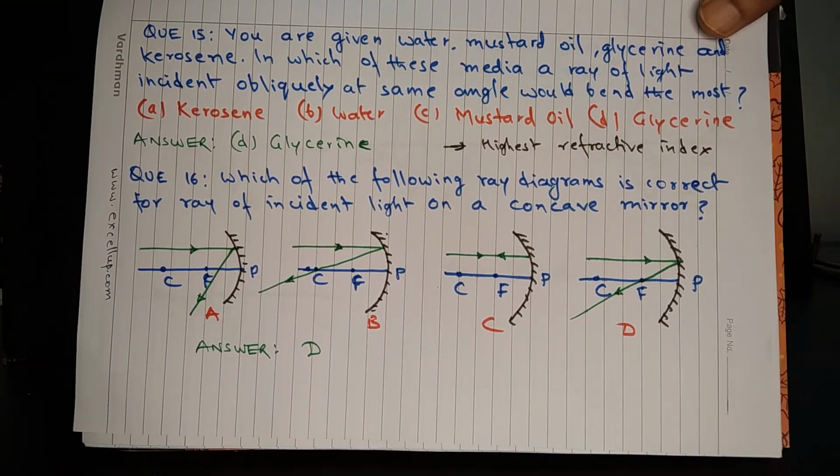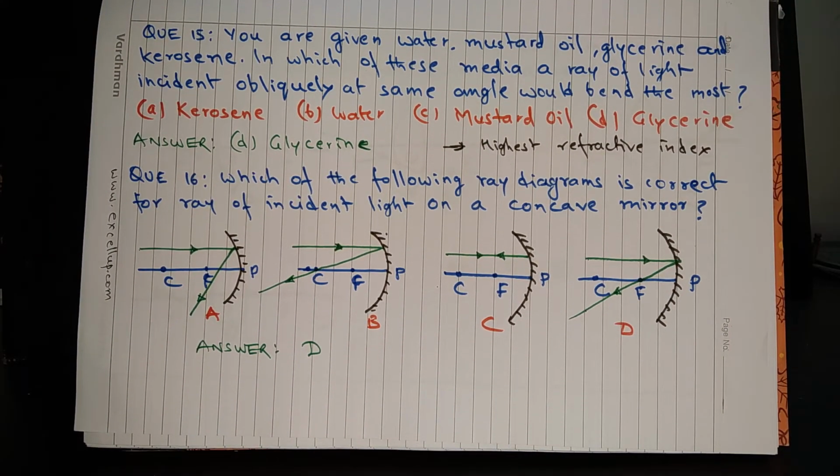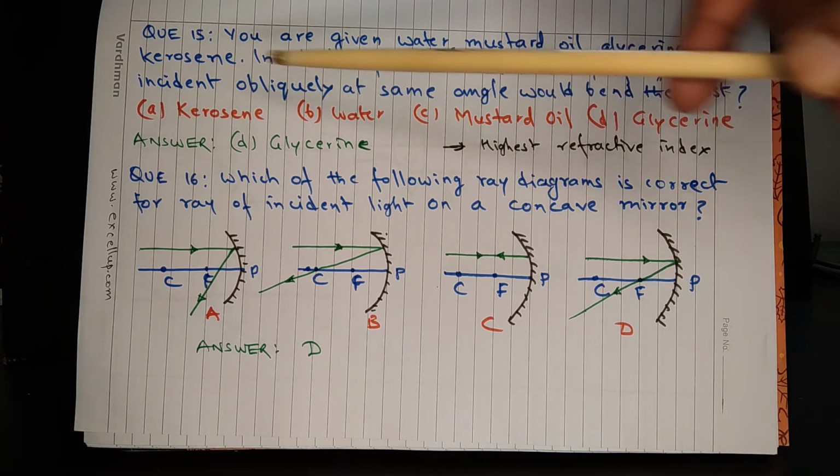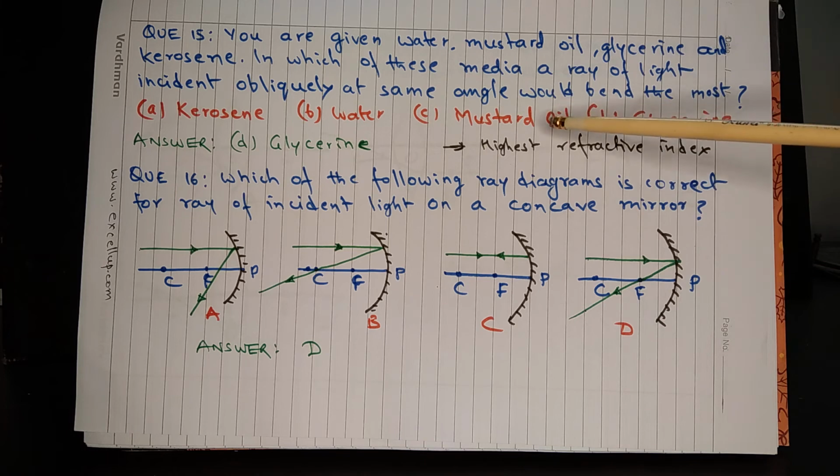Question 15. You are given water, mustard oil, glycerine, and kerosene. In which of these media a ray of light incident obliquely at the same angle would bend the most? The options are A, kerosene, B, water, C, mustard oil, and D, glycerine. The answer is D, glycerine, because glycerine has the highest refractive index among these 4 items.